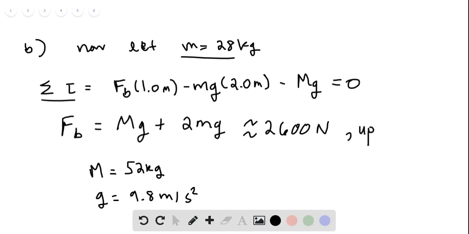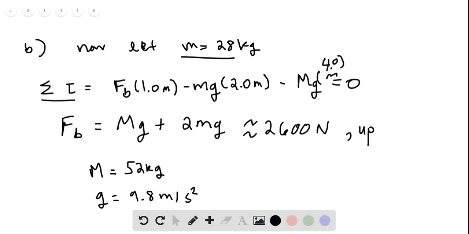So the sum of the torques, we have FB like before, mg like before. Oh, I forgot to include the distance here. Let me do that. So there should be a 4.0 meters here before the 0. So force times the distance, FB times 1 meter. Now we have the center of mass, force times the distance it acts at, and then we have the person, of course, acting at 4 meters.